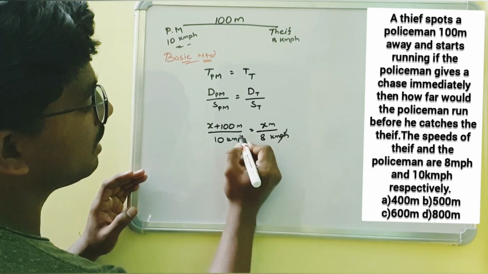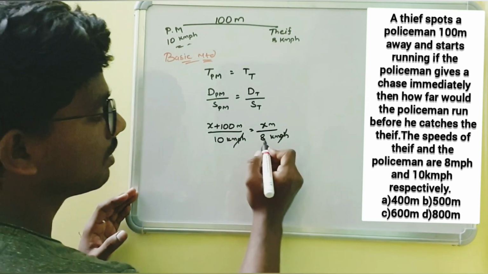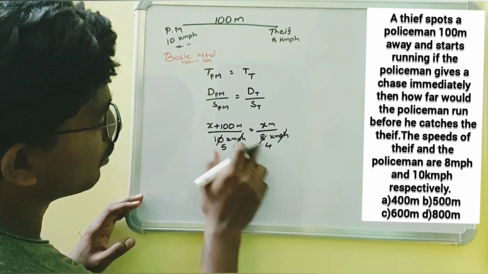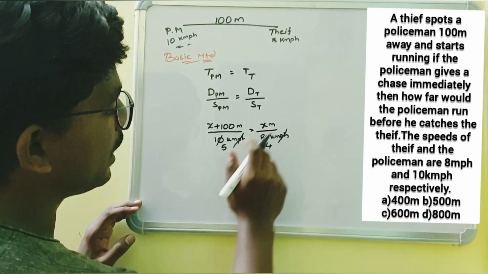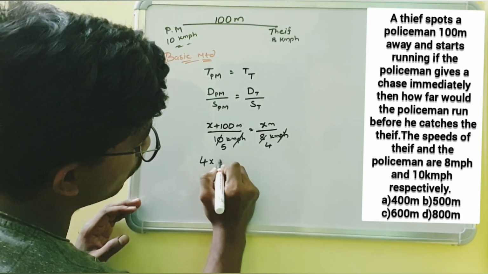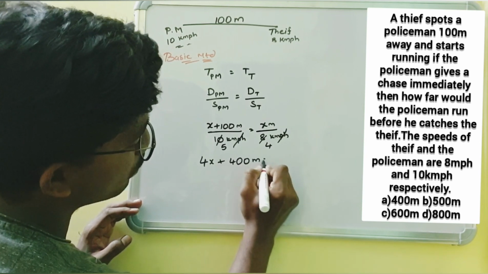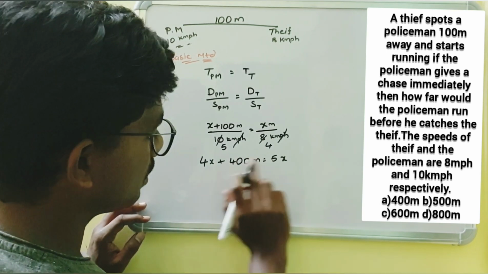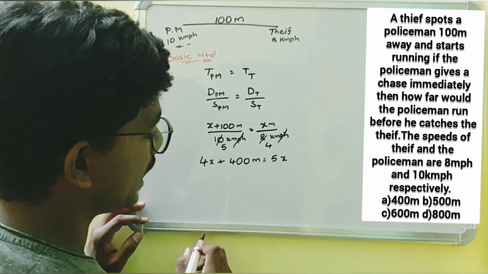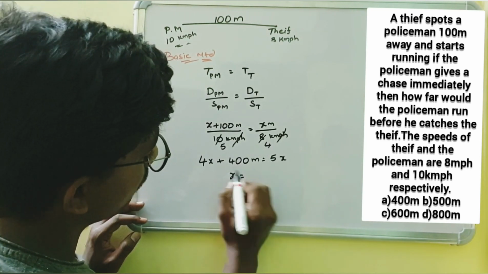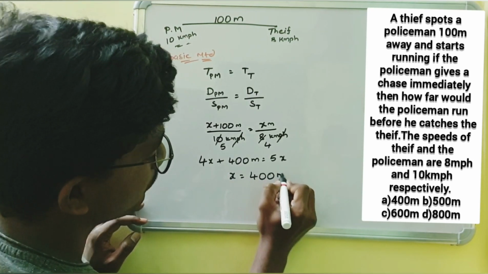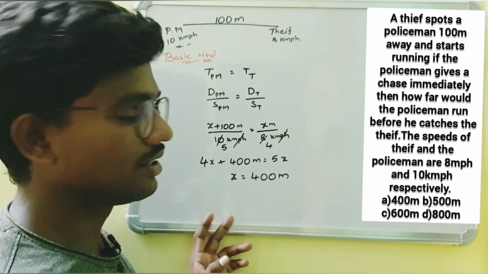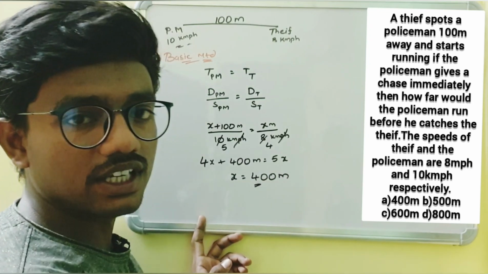See, I am cancelling kilometers per hour and kilometers per hour. Cancelling with 2, we get 5 and 4 respectively. Now taking 4 to the left hand side and 5 to the right hand side, we get 4x plus 400 meters is equal to 5x. Okay. Here, if we take 4x to the right hand side, we get x is equal to 400 meters. So we have to mark the answer, which is A, 400 meters. But it is the distance travelled by the thief.